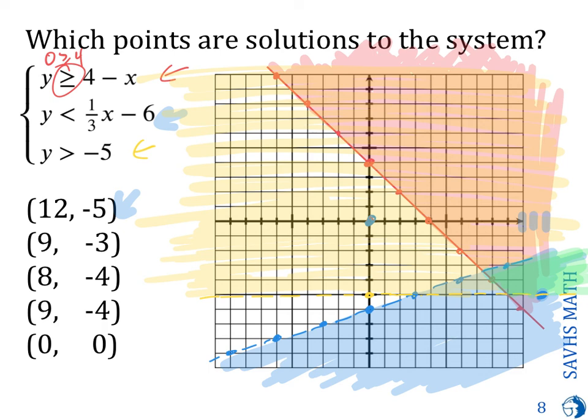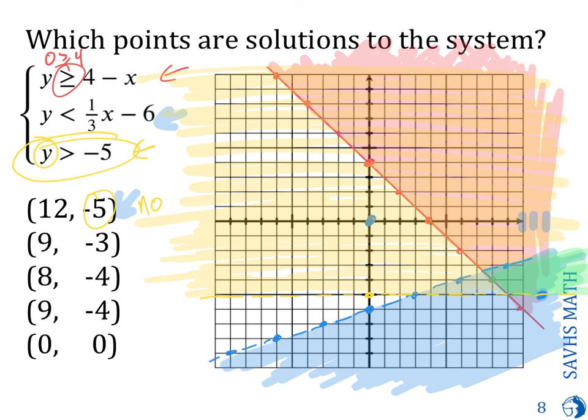So anything on that yellow line does not follow this inequality right here. Remember, if I put in -5 here, that's the y value. -5 is not greater than -5, it's equal. So this one is not a solution. Let's do one more, and then I'm going to have you do the last three.